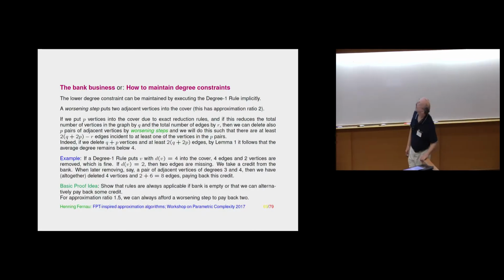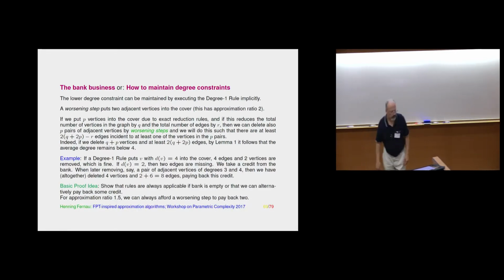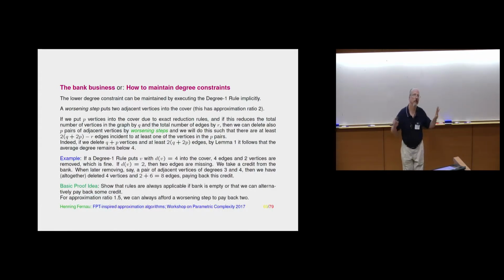And just to make it concrete again, for a degree 1 rule, if I put this leaf neighbor into the cover, and this leaf neighbor has degree 4, say, then I'm already fine for my case, because I remove 4 edges, so even this type of degree 1 rule is fine. But if it's, say, only of degree 2, as it was in our example previously, then I have to take 2 edges of credit from my bank. And as I showed you, somehow these things balance out.